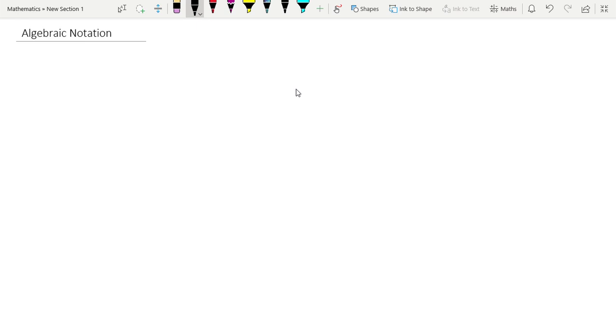Hello everyone. Today I'm going to be teaching algebraic notation. So the first thing I'm going to introduce you to is just simplifying. So we're going to start off with A, simplifying.